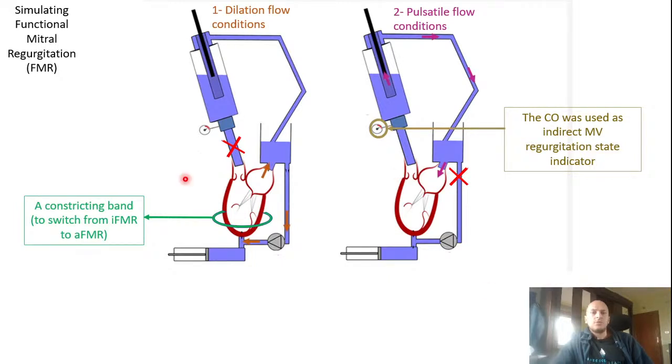Hello and welcome. So the article that we're going to be talking about today is about simulating functional mitral regurgitation, FMR. So what is functional mitral regurgitation? So functional mitral regurgitation is when the valve itself is anatomically fine, but the problem lies with the structure around it. So when the structure around it is damaged, the mitral valve function gets disabled.